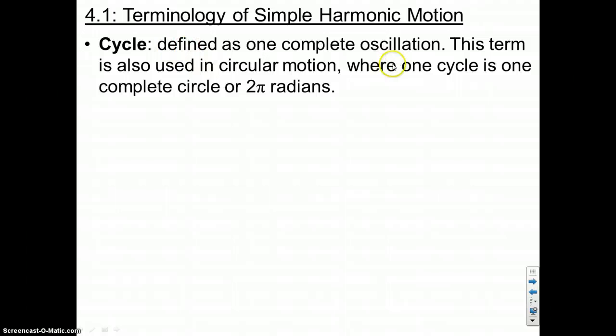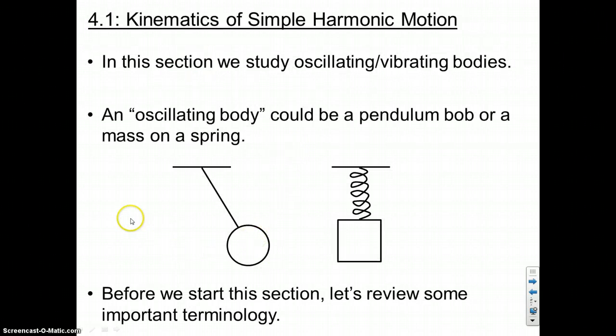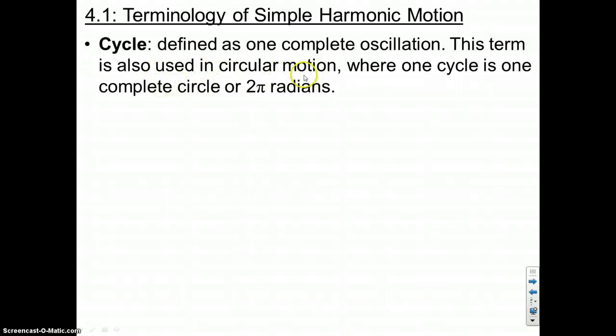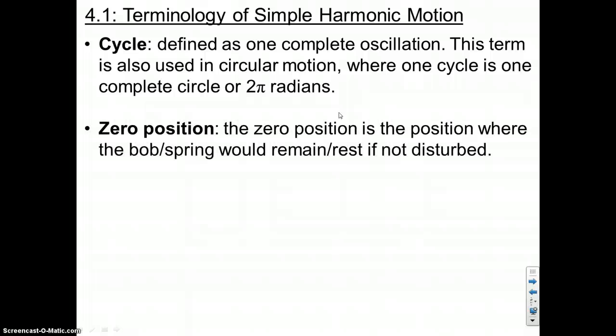A cycle is defined as one complete oscillation, right? One whole trip and coming back. Here's a cycle for a pendulum. You go over to the left and you come back over to the right. Here's a cycle for the spring and the mass. You pull it down and you start from down here, so you let go. It goes up and it comes back down. One cycle. We use this term as well in circular motion, and in that context, one cycle is one complete revolution, or one full circle. And of course, a complete revolution is equal to 360 degrees, or in radians, it's 2 pi radians.